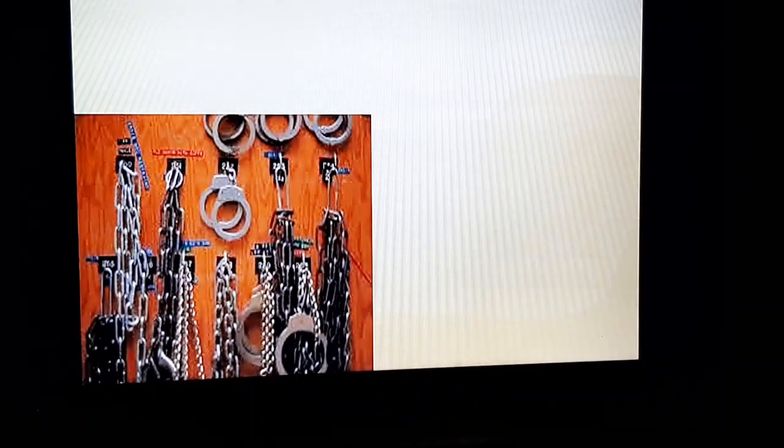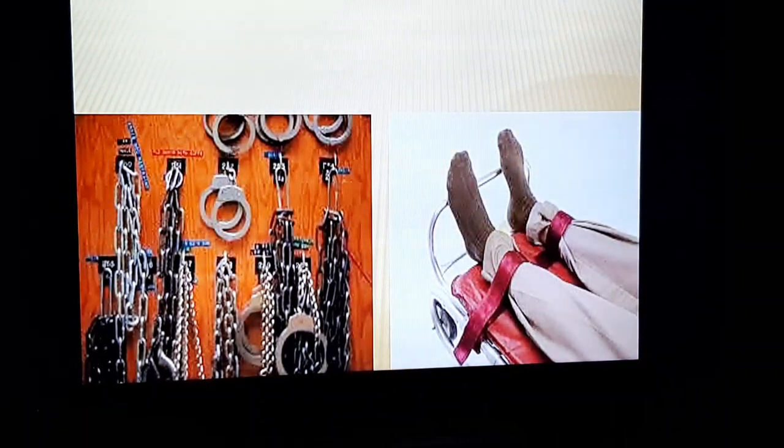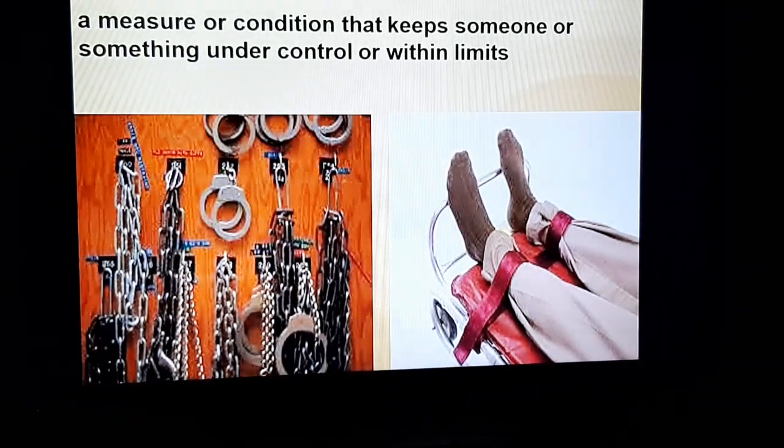Restraint. To control something by using these restraints. A measure or condition that keeps someone or something under control or within limits.